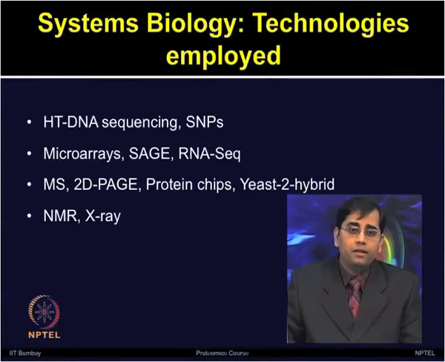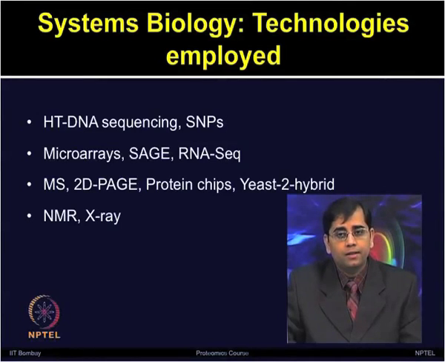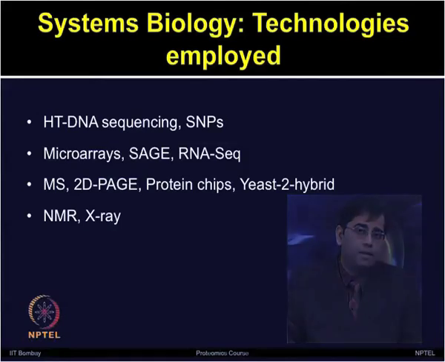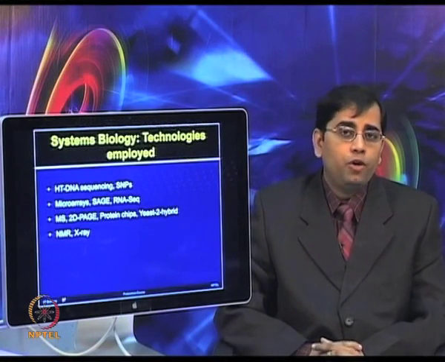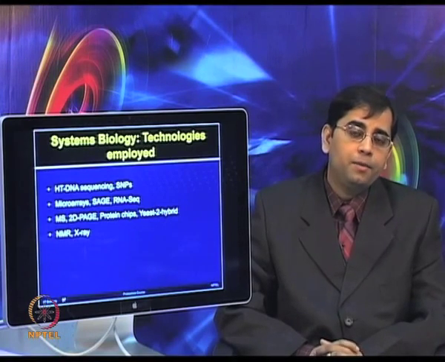For genomics, the high throughput DNA sequencing methodologies, mutation detection using SNP methods. For transcriptomics, the transcript measurement can include serial analysis of gene expression, SAGE, gene chips, microarrays and RNA sequencing. For proteomics, mass spectrometry, two-dimensional electrophoresis, protein chips, yeast two-hybrids. X-ray and NMR are mainly employed for the metabolic analysis, the metabolomics.